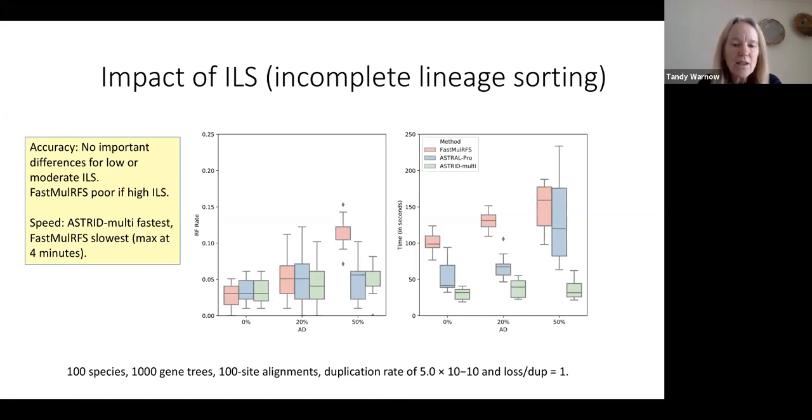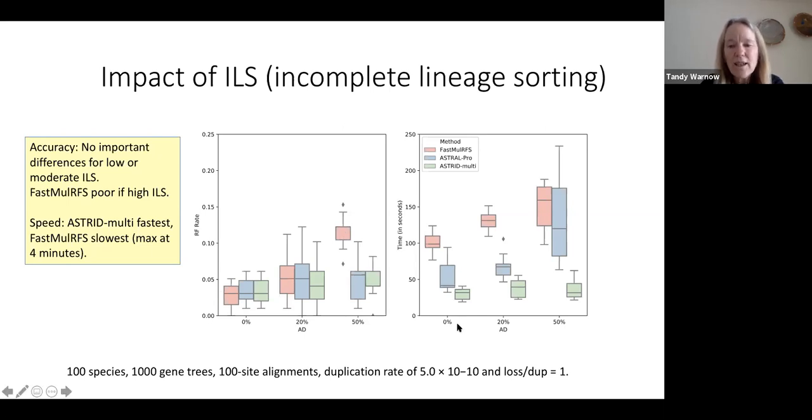So this is saying the 20% case says the true gene trees are different from the true species trees in 20% of their edges. 50% says that the true gene trees are different from the true species trees in 50% of their edges. High ILS, moderate ILS, no ILS. And what you can see is under all three conditions, under these two conditions, the methods are about the same, right? No real important distance. Here, under the high ILS, fast MOLR-FS is worse.